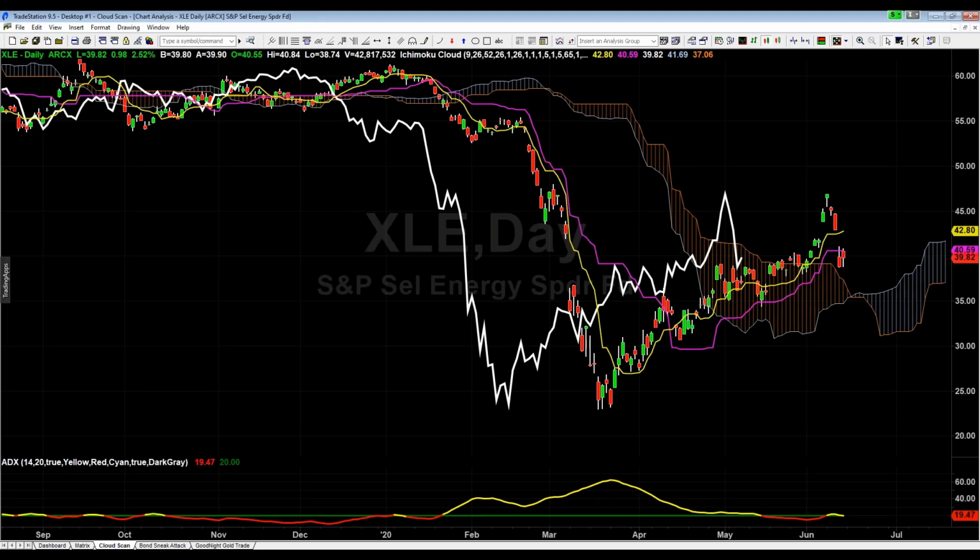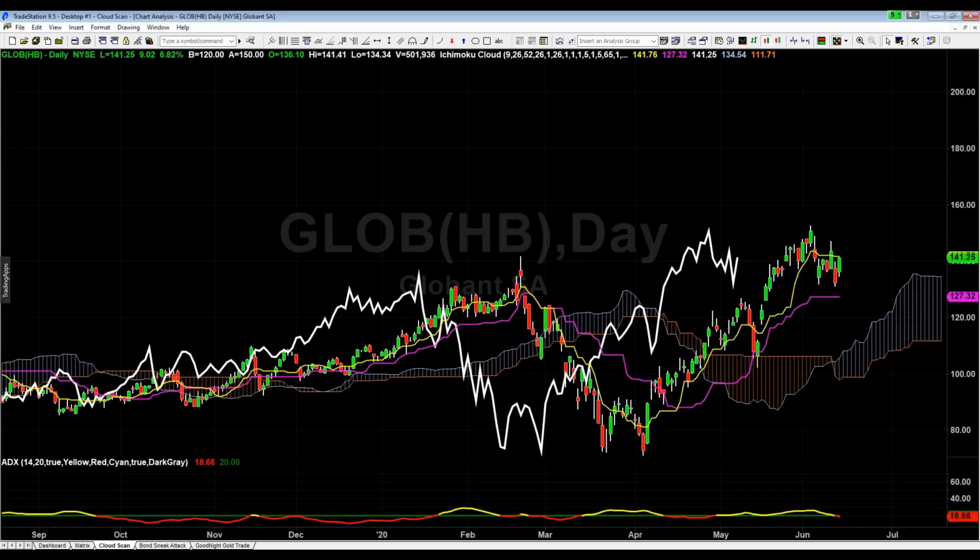Can you use algo trading program signals using TradeStation Easy Language? Yeah, you can. You'll have to hire a decent programmer in order to make that happen, but you can definitely do that. GLOB, good looking long, stop 127, target 160.